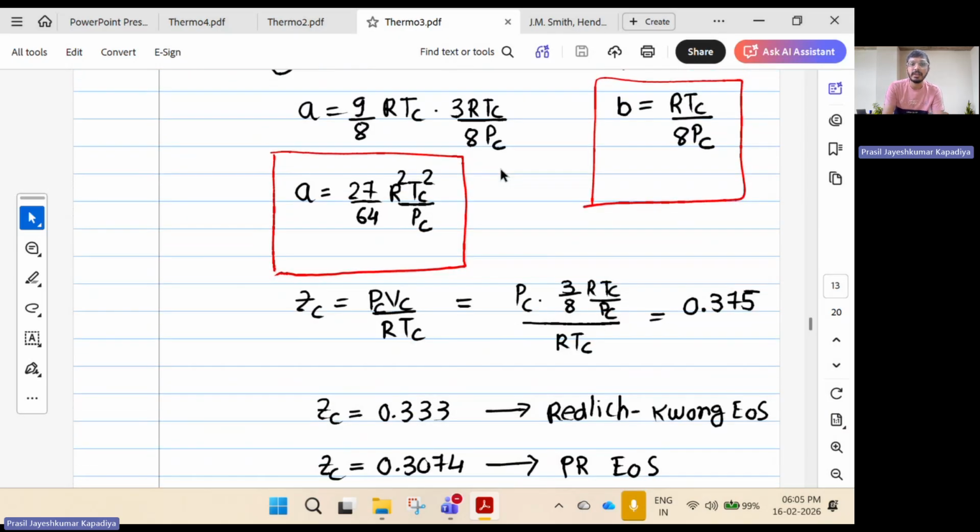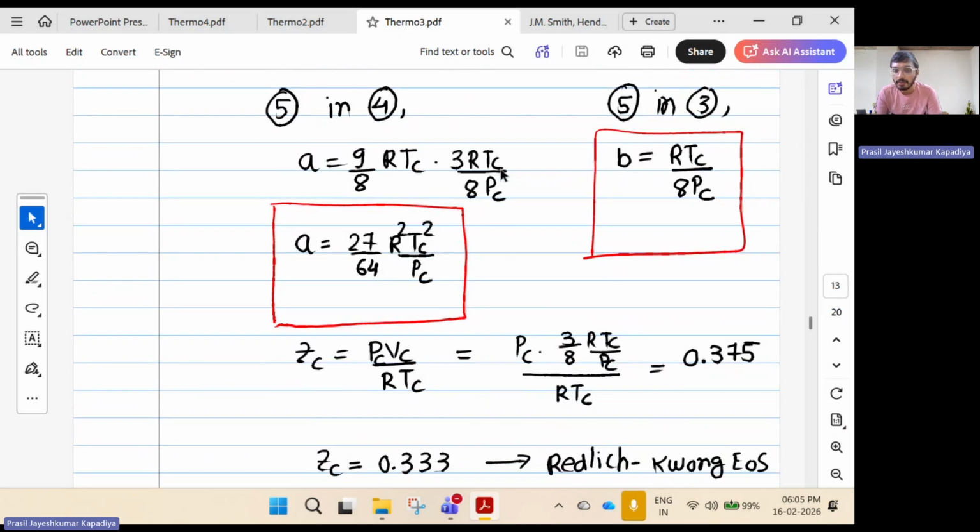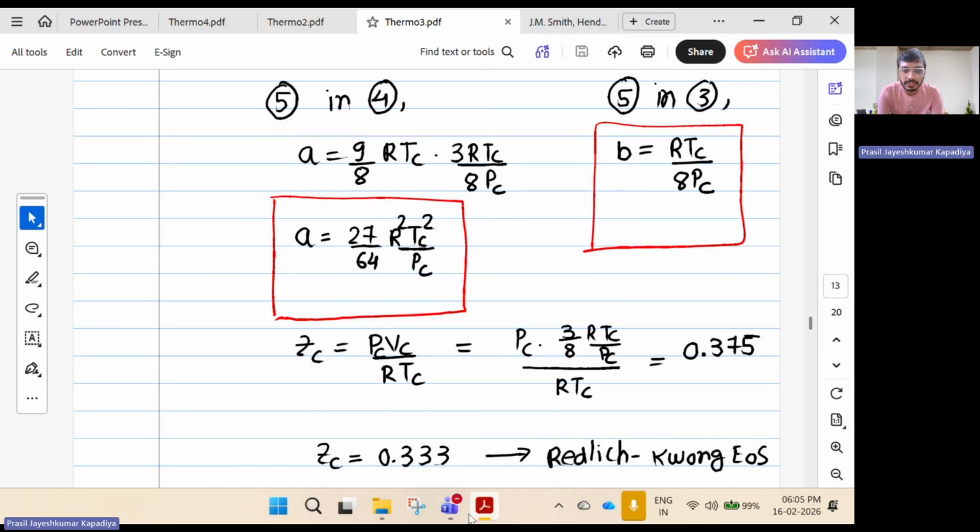So A came out as 27 by 64 R² TC² by PC, and B came out as R TC by 8PC. So if we find the ZC value, the critical compressibility factor, that came out as 0.375. That is far from what is there in reality.